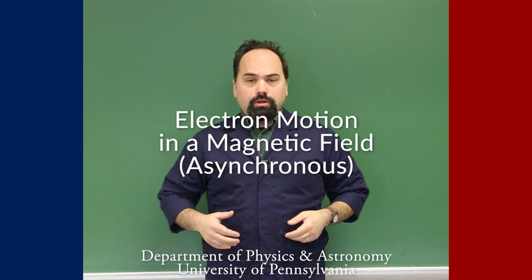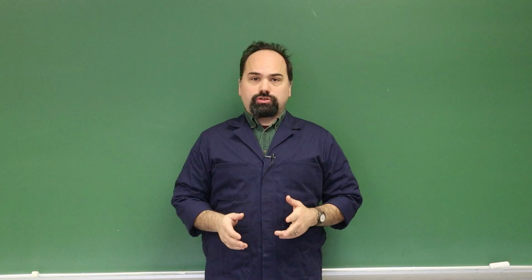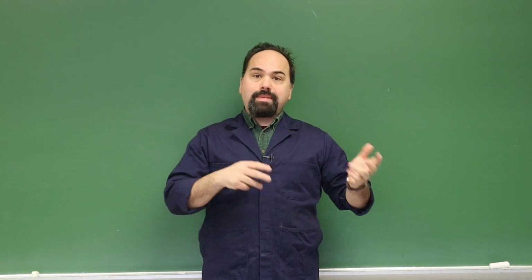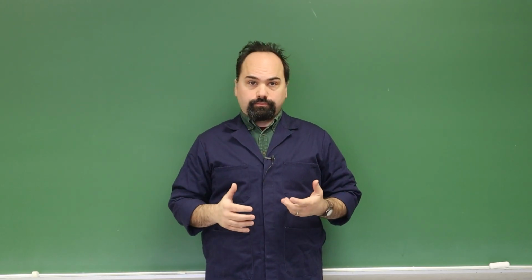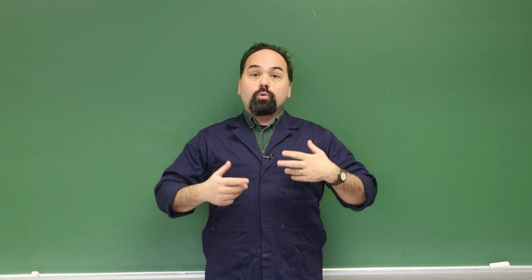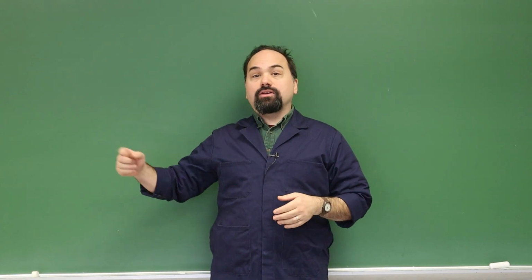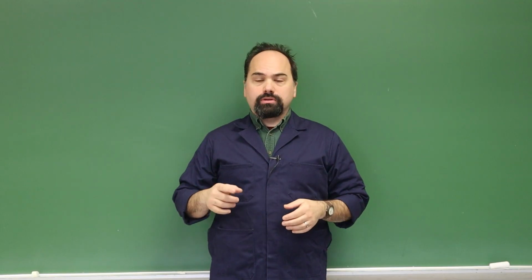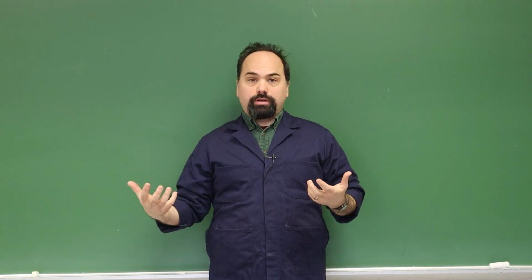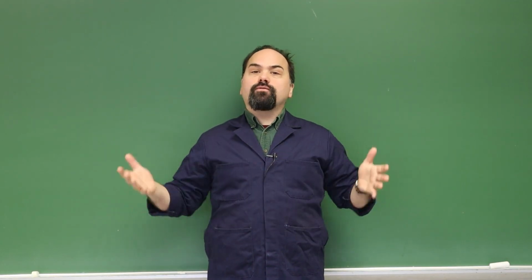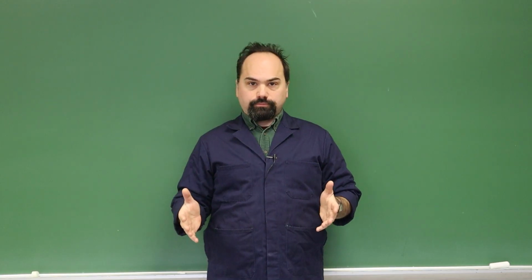In this video, we're discussing the asynchronous version of the electron motion in a magnetic field lab. For this lab, we have filmed a cathode ray traveling through an evacuated chamber inside of a Helmholtz coil, which produces a uniform magnetic field.